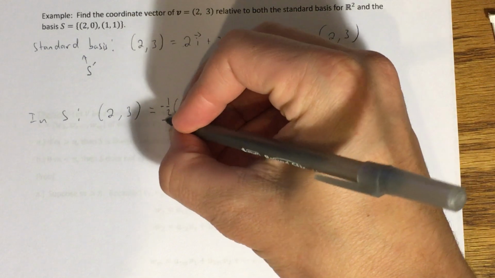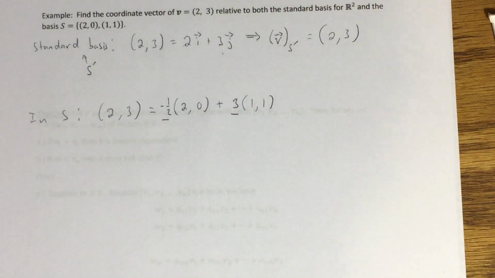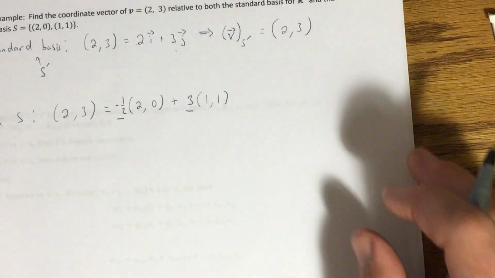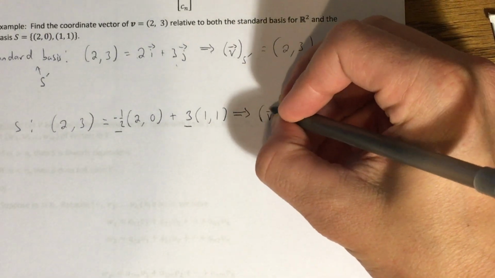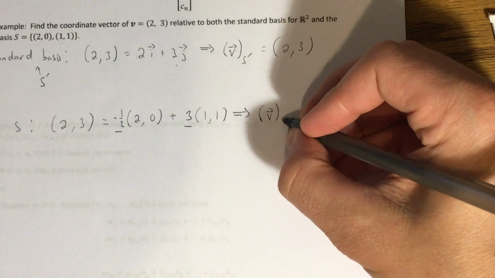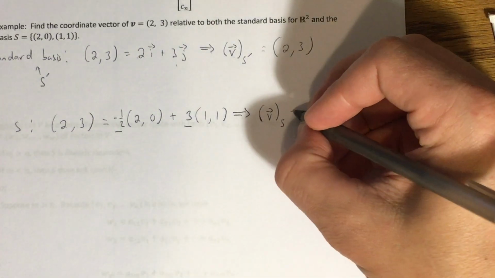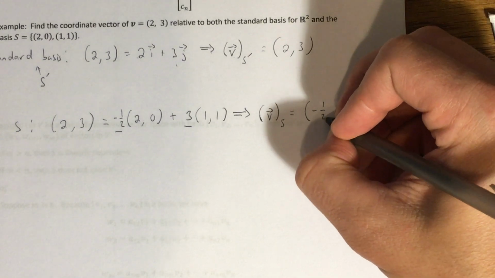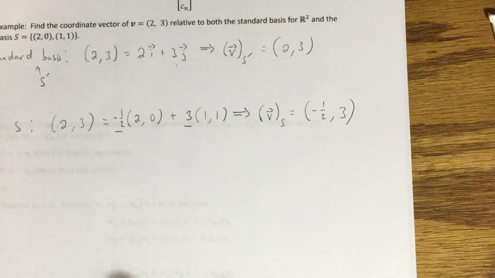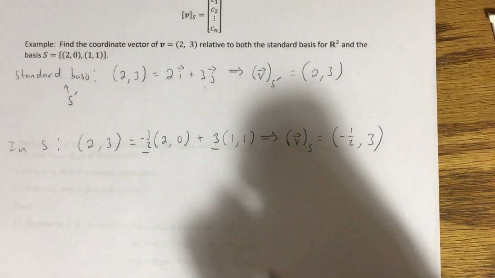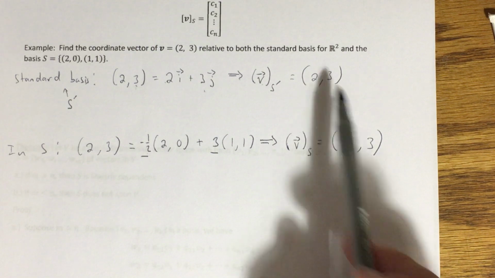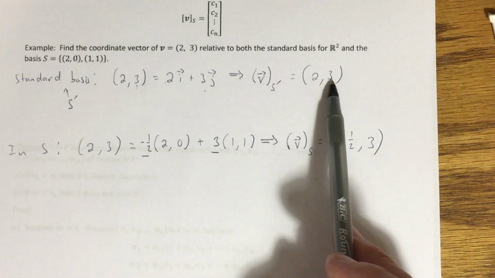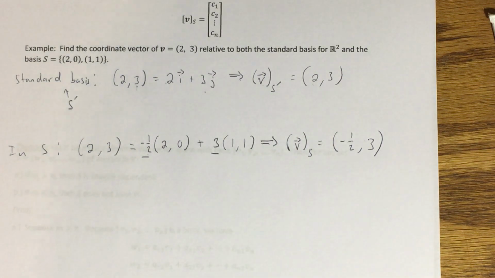Now, the scalars in that linear combination are what become our coordinate vector relative to this basis s. So I can say the coordinate vector for v relative to this different basis s looks like (-1/2, 3). Notice we're talking about the exact same vector here, but the way that I think of it in terms of its coordinates can be different, and it just depends on what I'm using as my basis.